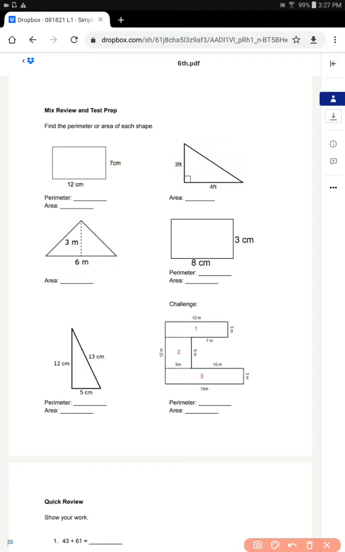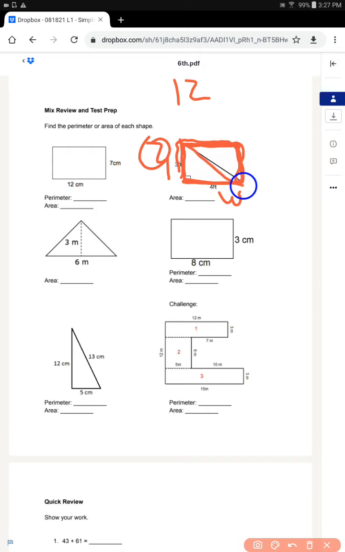Alright, for triangles, when we're finding the area, let's do this one. It's kind of the same thing. What you want to do is multiply the length and the width. So 3 times 4 is 12. But that would actually be the area of this rectangle right here, this imaginary rectangle. So 3 times 4, and this whole thing would be 12.